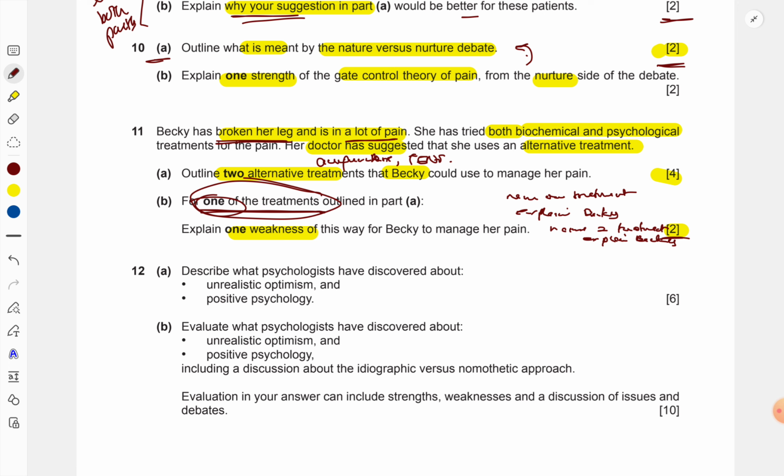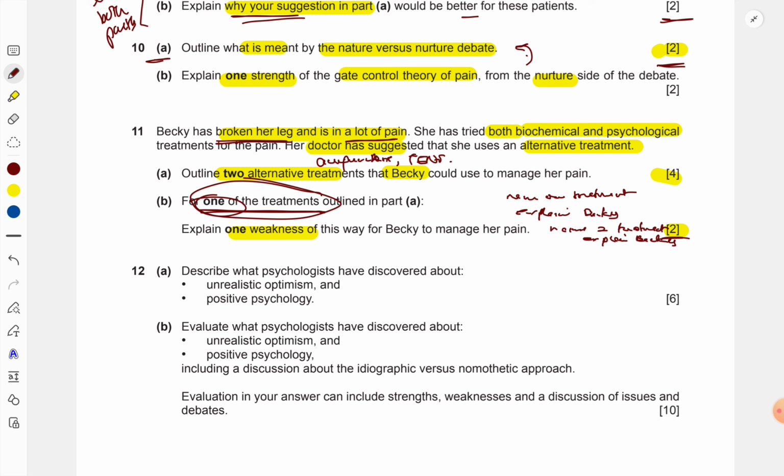Rather, learn how to write answers, learn how to elaborate on strengths and weaknesses contextually, so that you do not face the problem of, I don't know what to write for 2 marks, so just let me write whatever is possible. That approach does not help.